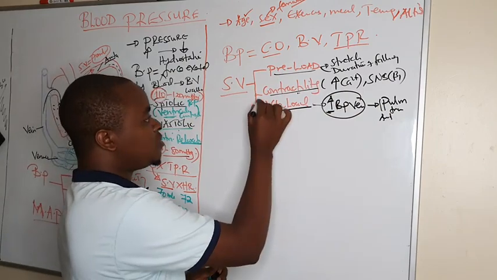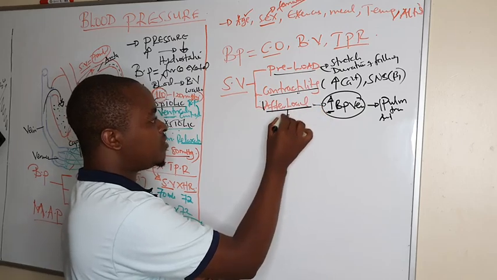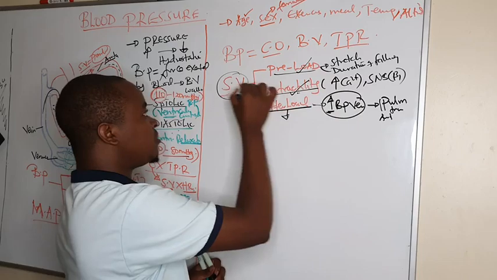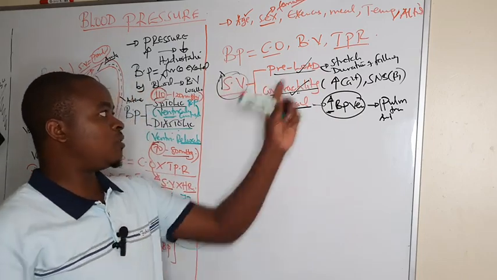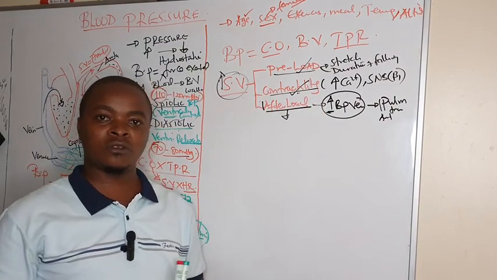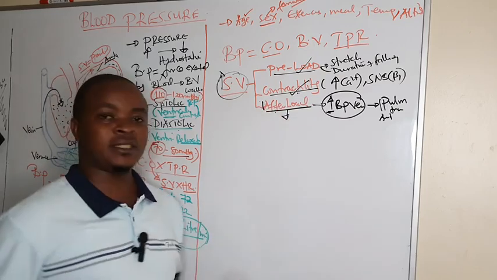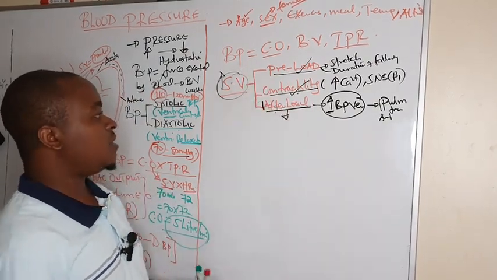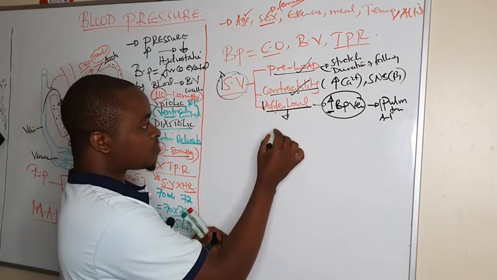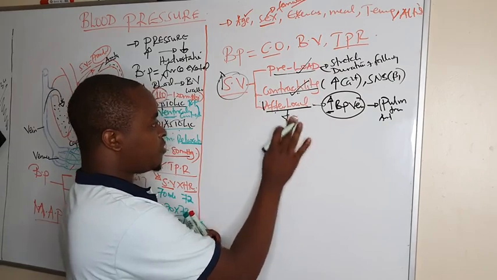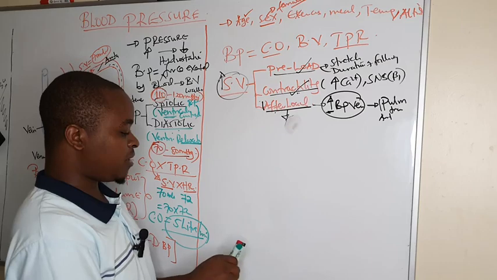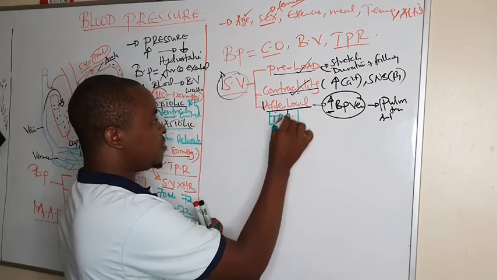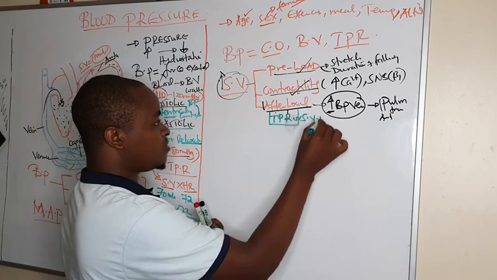So this afterload also affects stroke volume, whereby a decrease in the afterload increases the stroke volume, whereas an increase in the preload and contractility increases the stroke volume. So preload and contractility are directly proportional to stroke volume, whereas afterload is inversely proportional. So these are the three factors we can talk about. And this afterload is always influenced by total peripheral resistance, or what we can call systemic vascular resistance.